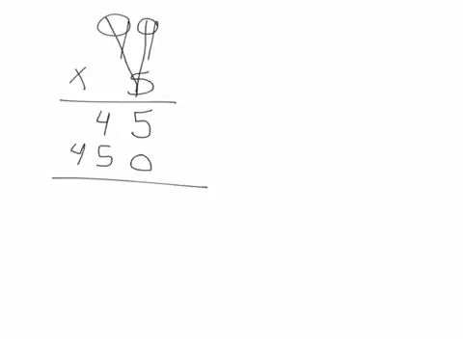What do I need to do now? What's the next step, Kyla? Add it. Okay. 5 plus 0 is? 5. 4 plus 5 is? 9. 4 plus 0 is? 4. Our answer is? 495.